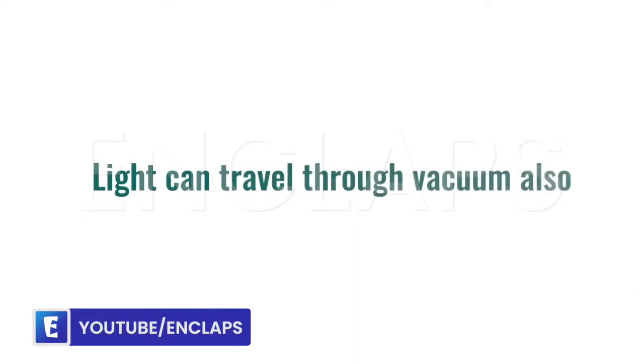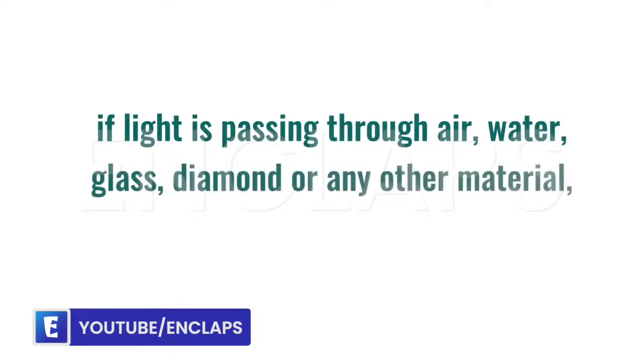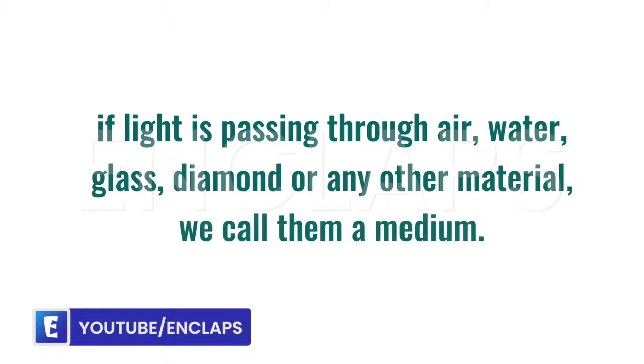What do you mean by a medium? Medium is the space or material through which light rays are passing. But light does not need any medium to travel. It can travel through vacuum also. But if light is passing through air, water, glass, diamond or any other material, we call them a medium.